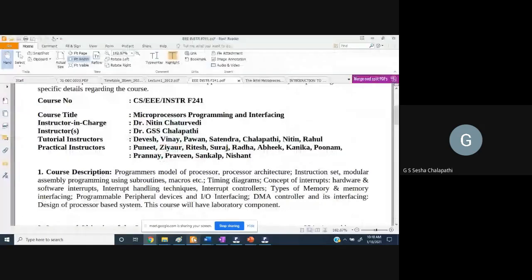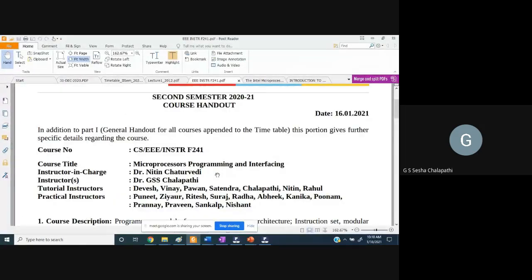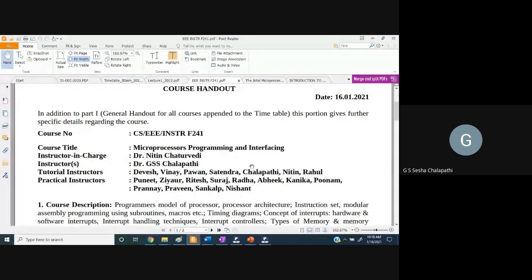So the course is Microprocessor Programming and Interfacing. Myself, Chalapati, I'm an assistant professor in the EEE department of Pilani campus. We will have different tutorial sections beginning from next Monday. We will have regular tutorial sessions every Monday, first hour, and one hour on Tuesday. I think there's one section which is not on Monday.